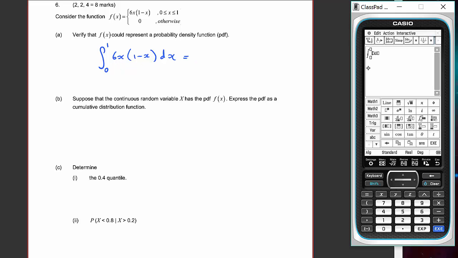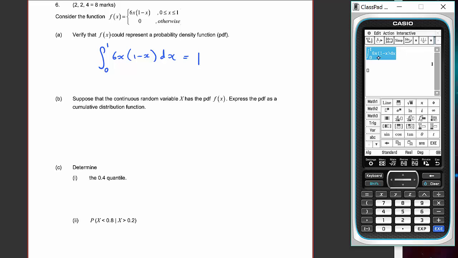It's a calculator paper, so I can use the calculator to do the integral. So 0 to 1, and then we have 6x bracket 1 minus x, and we're integrating with respect to x, and indeed that does come to 1, so that does it. We now want to express this as a cumulative distribution function.